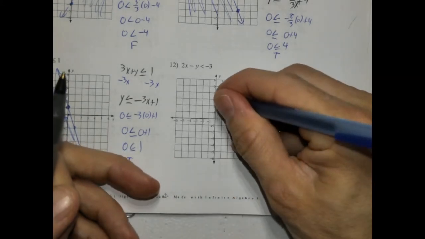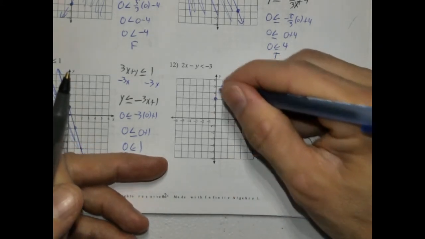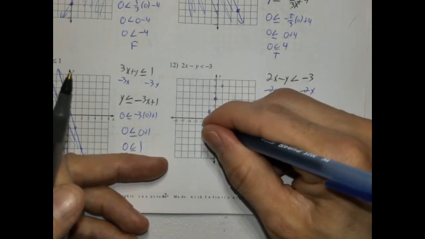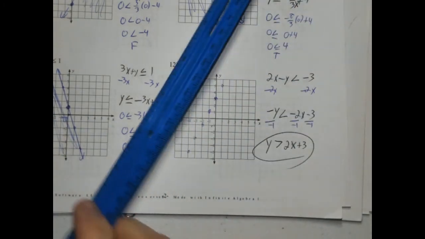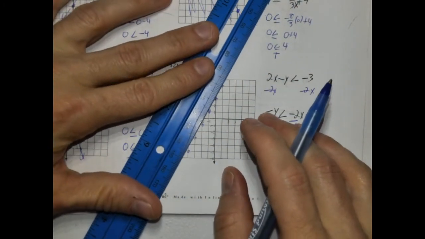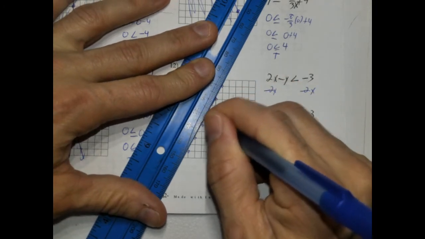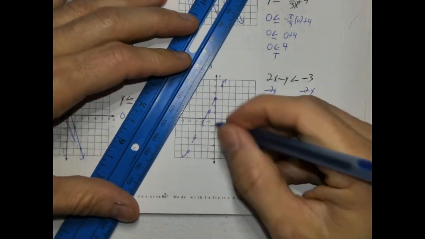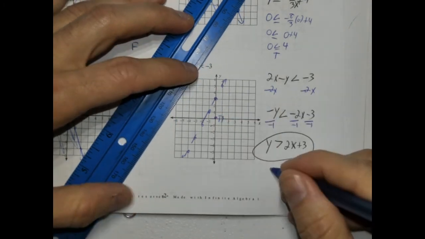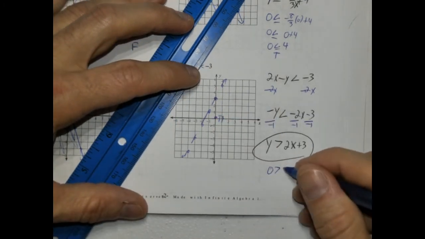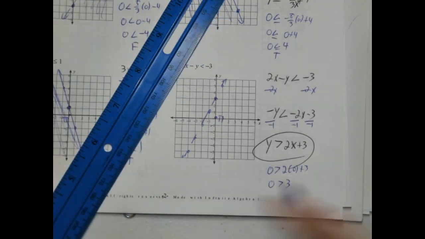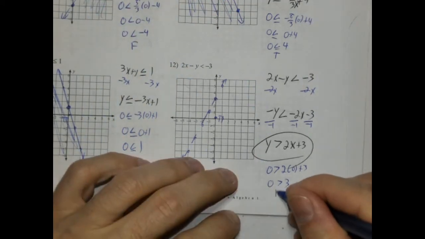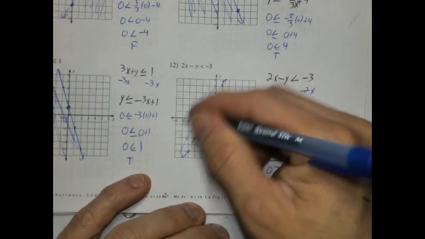The y-intercept is 3. Rate of change is 2, so up 2 over 1, or down 2 left 1. Okay, this is a dotted line because it's non-inclusive. Okay, use our test point. 0 is less than, or greater than, sorry, 0 is greater than 2 times 0 plus 3. 0 is greater than 3, because 0 plus 3 is 3. Is 0 greater than 3? No, it's not. So it's a false statement. So there we go. All right, so that covers that.